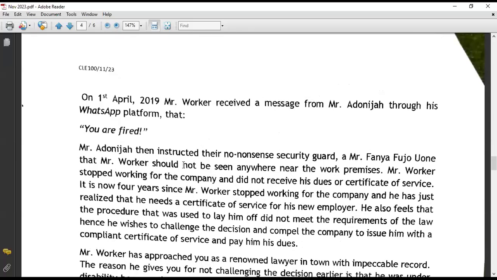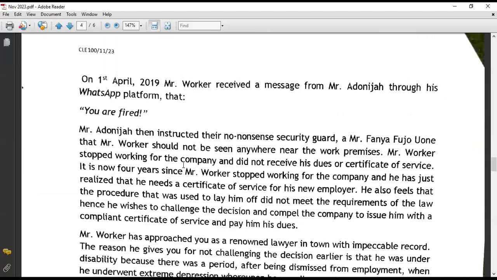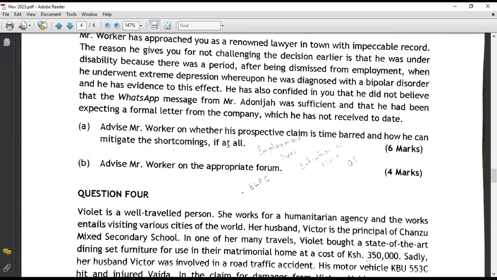So this is the first time such a question is being asked since 2008. So what are the timelines to file a claim for employment if you are unfairly dismissed? The answer is in section 90 of the Employment Act.